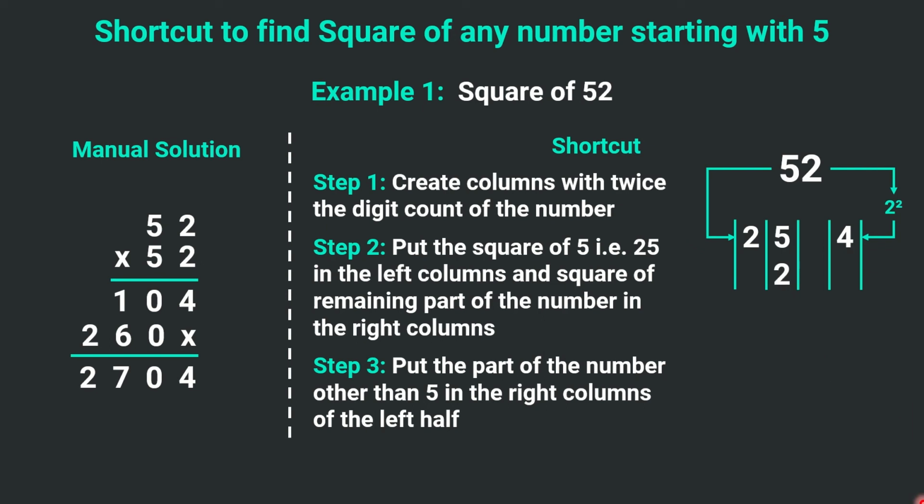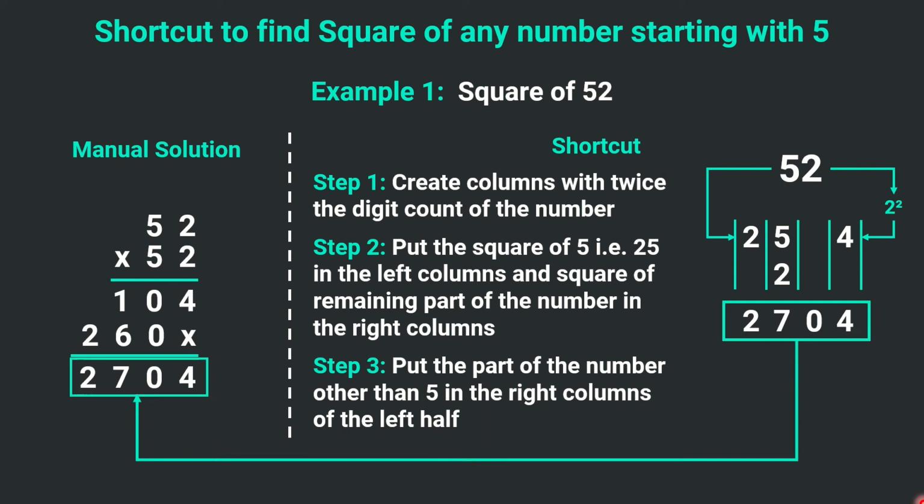Now all we have to do is to just add the columns. Adding them will make it 2704, which is the same answer that we got through the manual calculation.